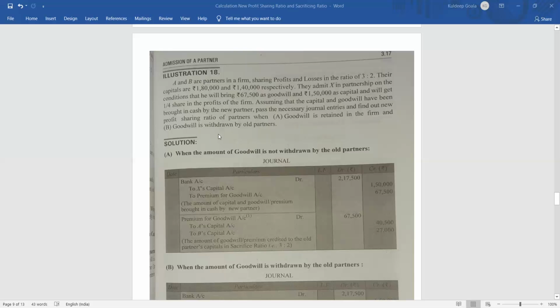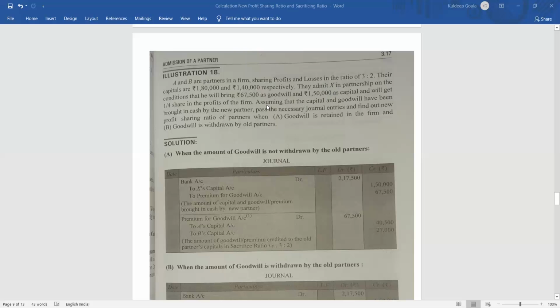What you will do is that first of all, you give the admission. First, we will take the first case. Goodwill is retained in the firm. So that means goodwill is not withdrawn. So we'll take the first case first. What you are going to do is give the admission to the new partner. Who is the new partner? X. We know the journal entry. We have seen in the last class, what was that? Bank account debit or cash account debit or asset account debit to capital account to premium for goodwill, isn't it?